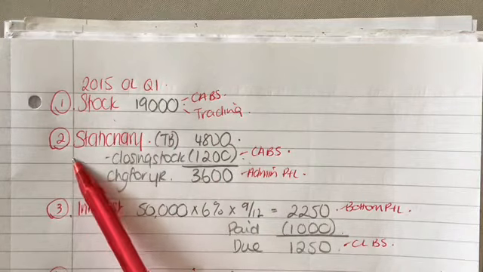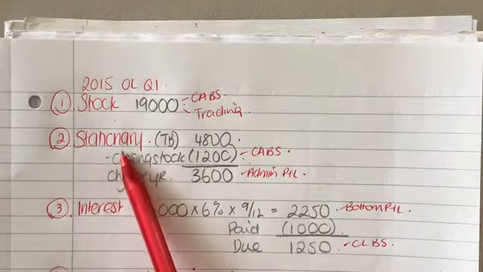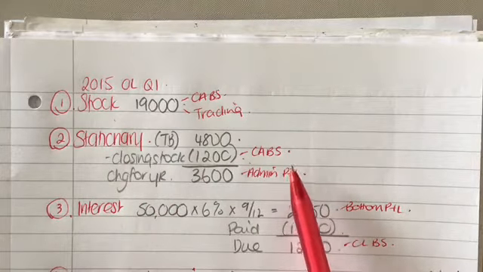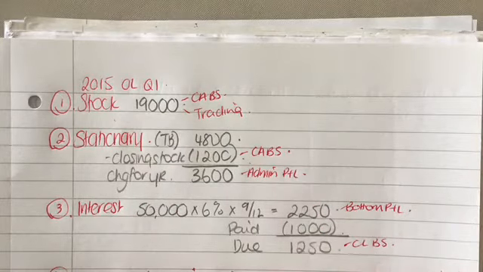Then second working is stationery. So it says stock of stationery at the end of the year was €1,200. The way you think of this is if you think of the office downstairs in the school, at the end of any year they will have some form of stock left over, some form of stationery that they won't use until the next year. So maybe paper, staples, sellotape, whatever.